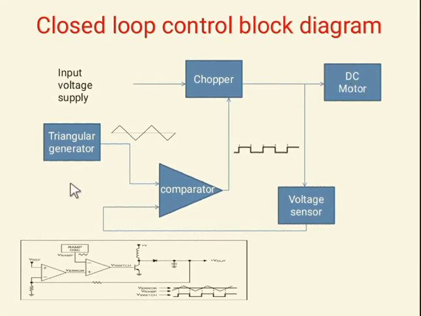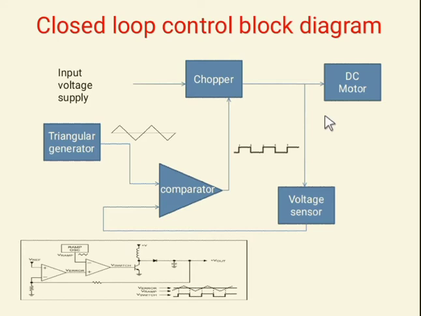Now we understand the closed loop control of the DC to DC converters. This is the closed loop control block diagram. Here we consider the application of chopper drives for DC motors. Suppose we have to change the speed of the motor, or maintain the speed constant. By changing the output voltage of the chopper, we can change the speed of the motor to the desired speed.